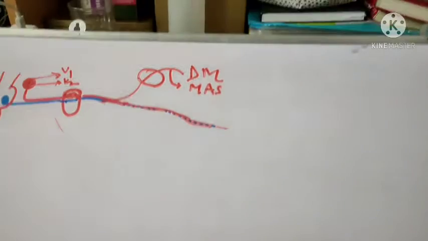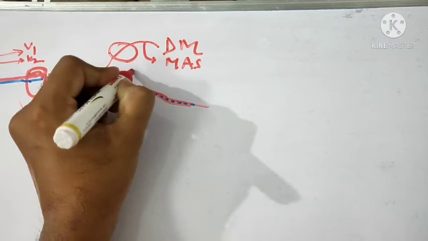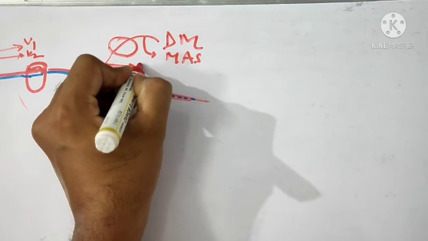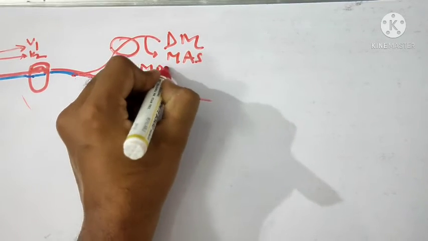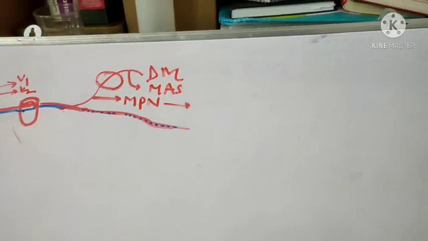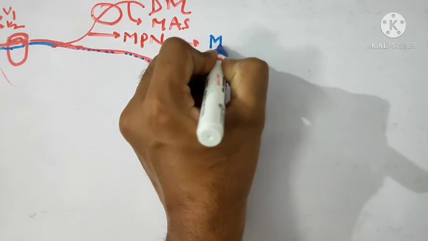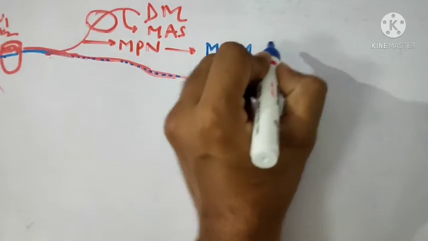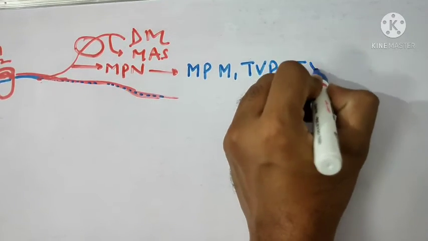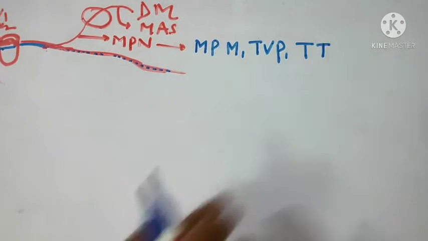Now another point. Let me write about the medial pterygoid nerve, MPN. It will supply the medial pterygoid muscle, tensor veli palatini, and tensor tympani. Okay, TT.